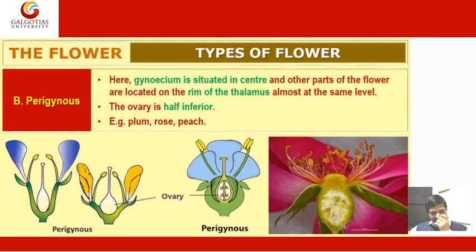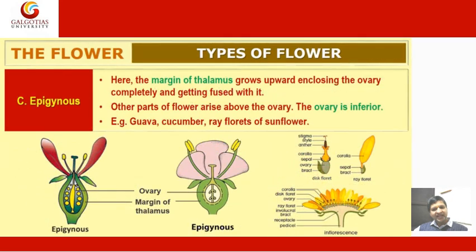Perigynous: the gynoecium is located in the center and other parts of the flower are located on the rim of the thalamus almost at the same level. The ovary is half inferior, as in plum, rose, and peach. Epigynous: the margin of the thalamus grows upward enclosing the ovary completely and getting fused with it. Other parts of the flower arise above the ovary. The ovary is inferior, as in guava, cucumber, and ray florets of sunflower.